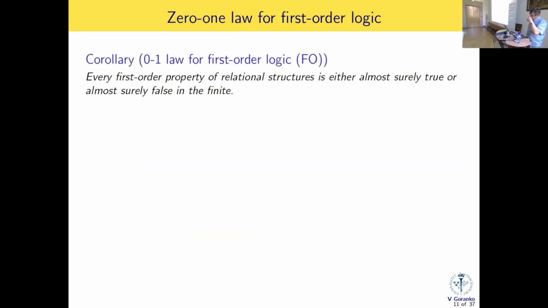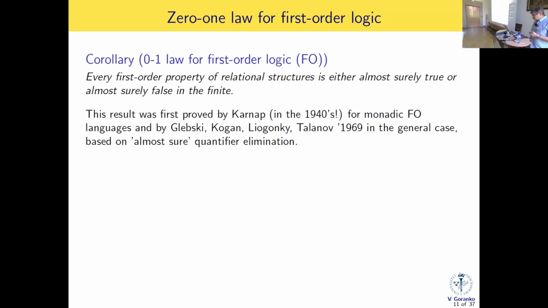And well, to state it in a few more words, every first-order property of a relational structure is either almost surely true or almost surely false in the finite. By the way, that result, the first result of this type, was proved already by Carnap in the 1940s, but it was for a very simple case, the monadic first-order language.